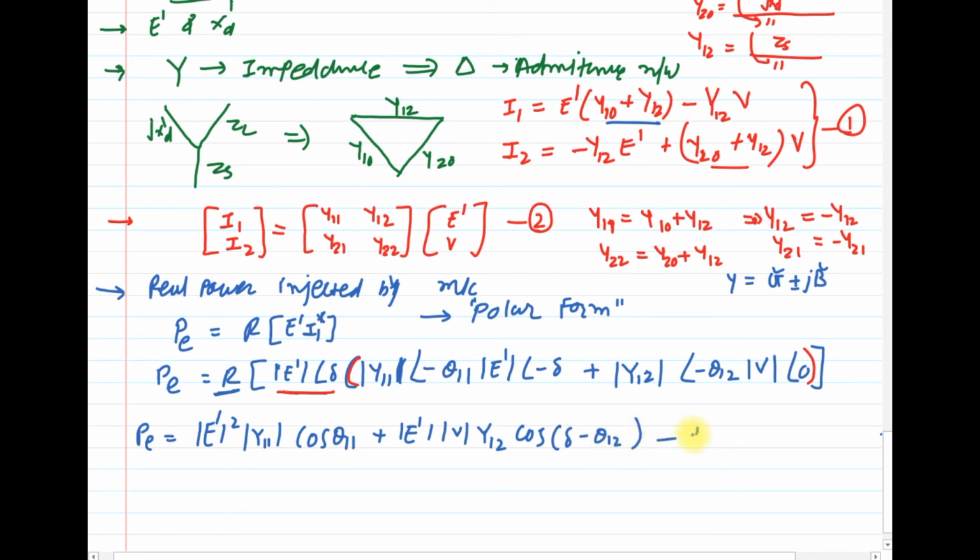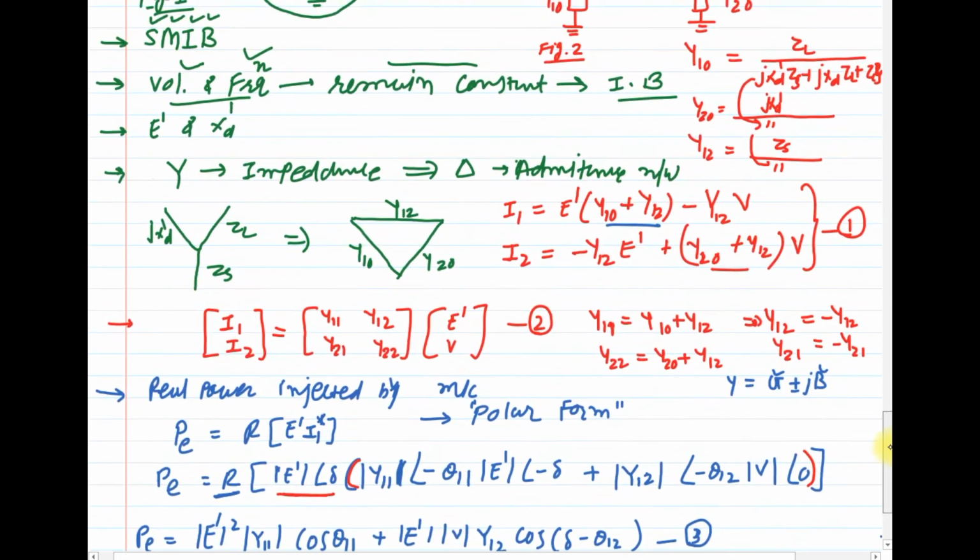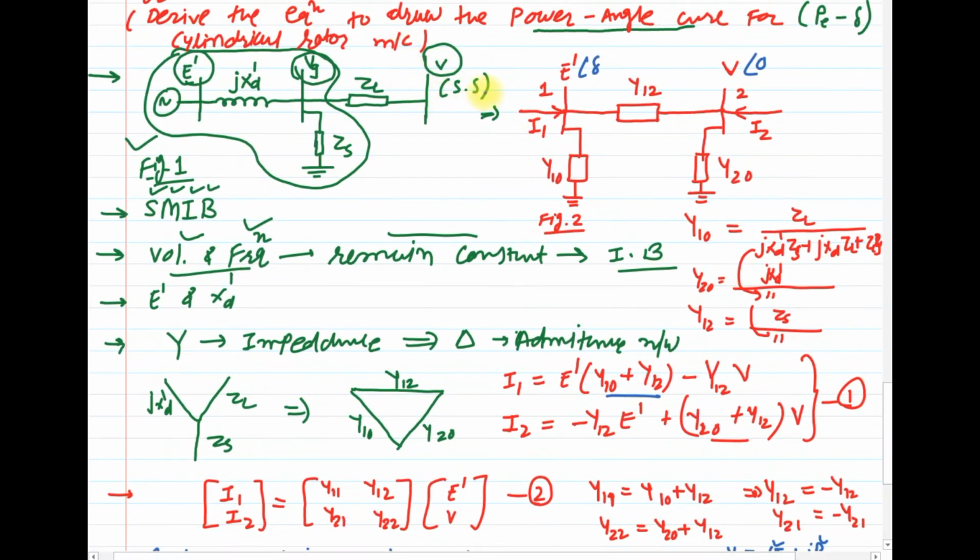This is equation number 3. So this is your final equation which shows the power injected, or real power, or I can say active power, which is injected or delivered by this synchronous machine into the substation or system.